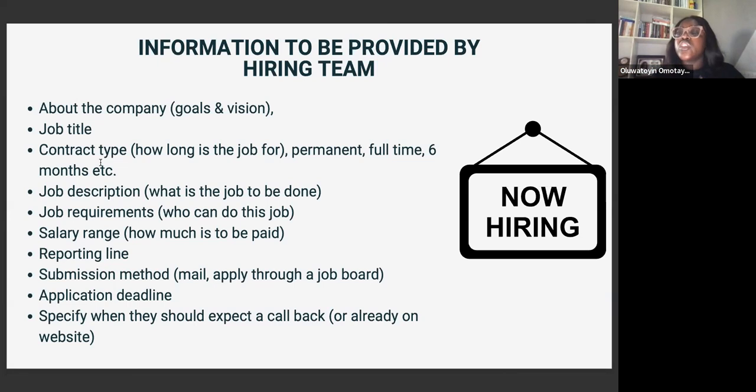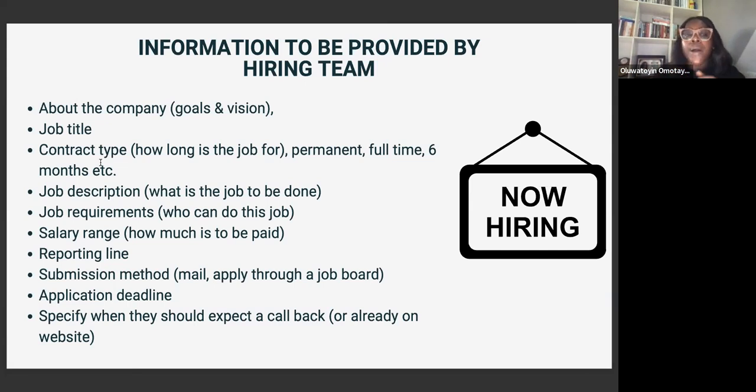And when you get to the interview stage, you realize that there is a mismatch between what they are expecting to be paid, or if they're even expecting to be paid, and what you're willing to offer. So I will advise that you put in the salary range when you're trying to advertise for a role.